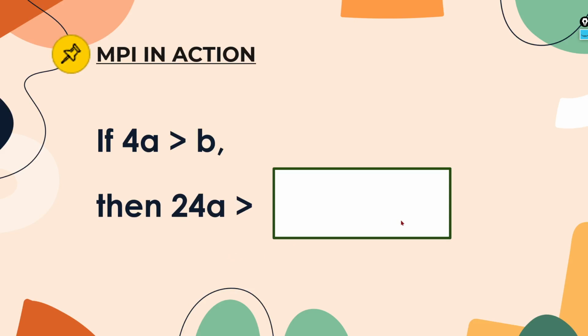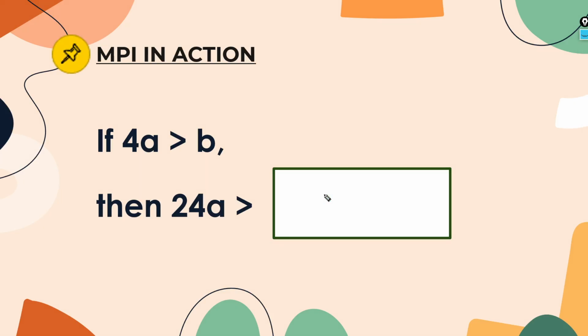How about this? 4A is greater than B. Then, 24A is greater than blank. Again, pause muna. Write an answer and then hit play when you're done. Right. Ito, 4A. Paano siya maging 24A? By multiplication, of course. What we did was we multiplied by 6. So we need to also do that to the other side, sabi ni MPI. And since it's a positive number, no problem. Hindi magbabago yung symbol ko. O, ganun pa din. So, 6B dapat.